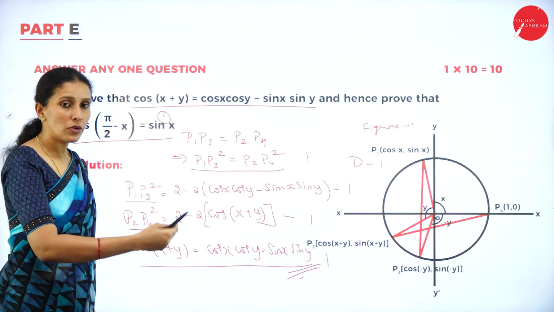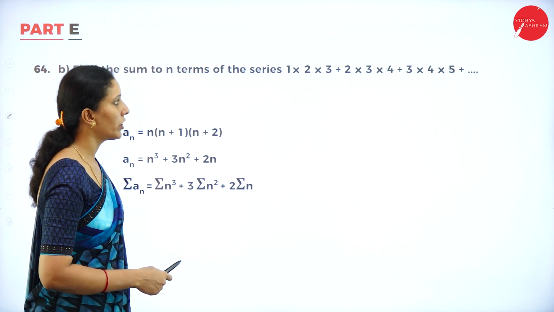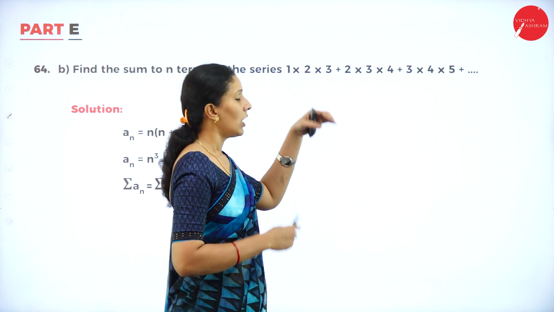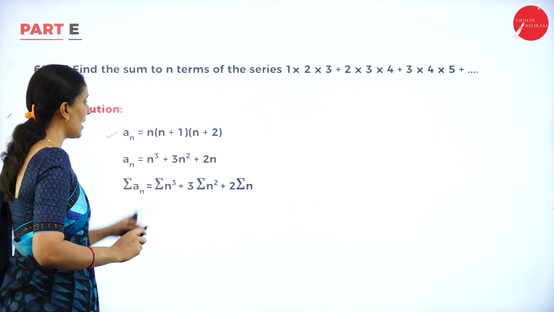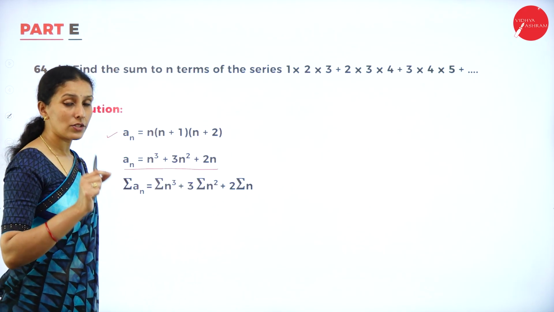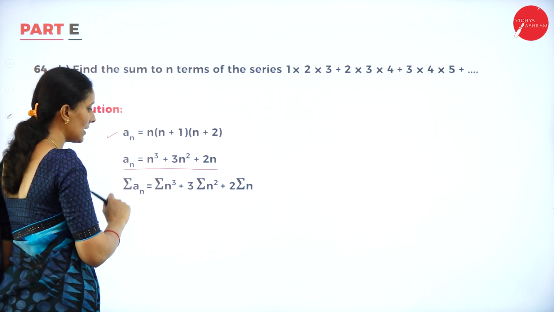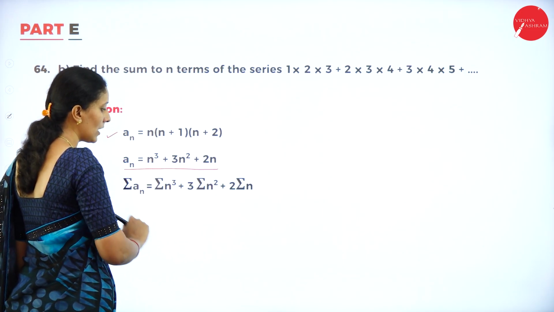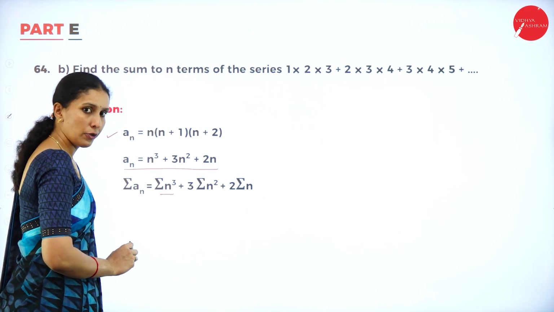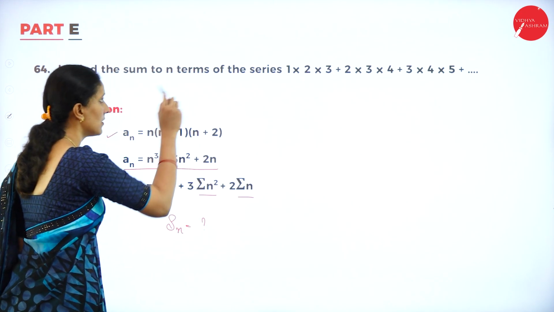Along with this, we have one more sub-question for 4 marks. Let's see that question now. Find the sum of n terms of the series 1 into 2 into 3 plus 2 into 3 into 4 plus 3 into 4 into 5, etc. Since this is in the form of consecutive integers, an can be expressed as n into n plus 1 into n plus 2. So multiplying this, we get n cube plus 3n square plus 2n. Since we need to find the summation of this series, apply summation on both sides. So summation an is equal to summation n cube plus 3, a constant, kept outside, summation n square plus 2 summation n. So substituting the formulas for n cube, n square and n, we are supposed to find out Sn for this series.